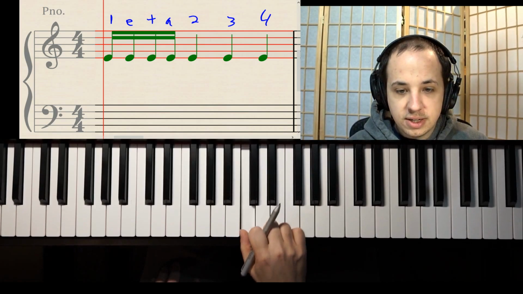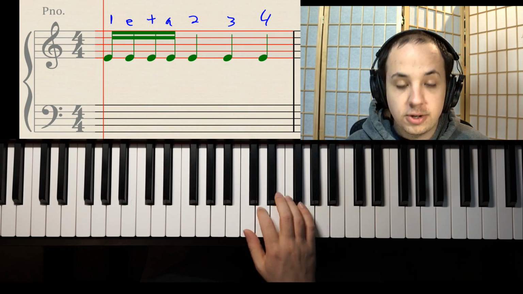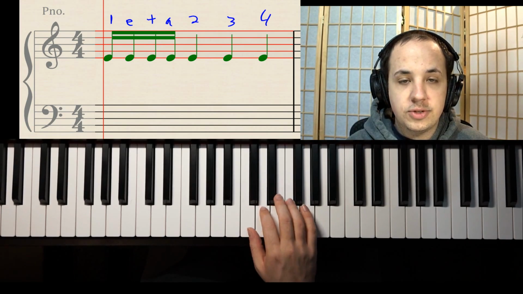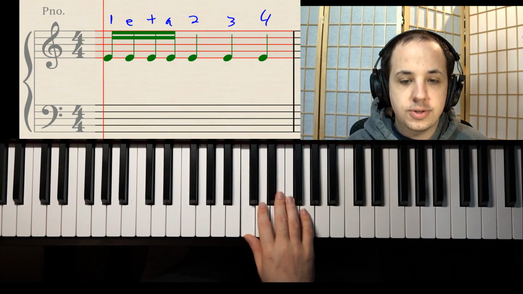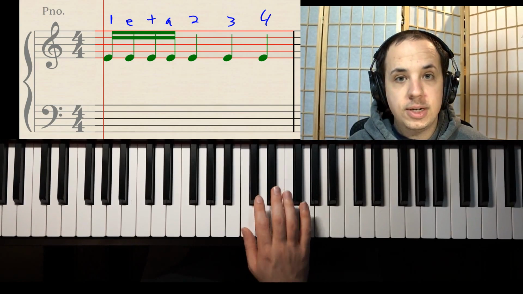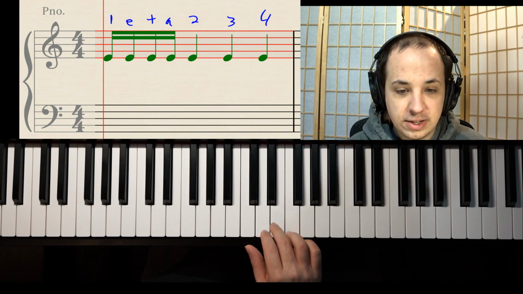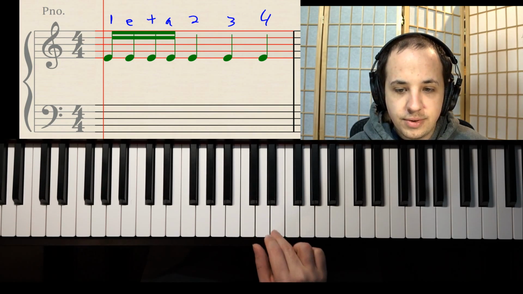So 1 E and. Remember that this is 4 times as fast as you're going to be counting your quarter notes. So you got 1 E and you have 2, 3, 4. So again, 1 E and 2, 3, 4. One more time. 1 E and 2, 3, 4. I guess they're all on E's technically. 1 E and 2, 3, 4.